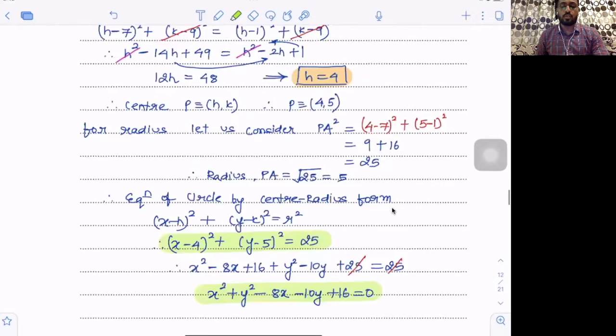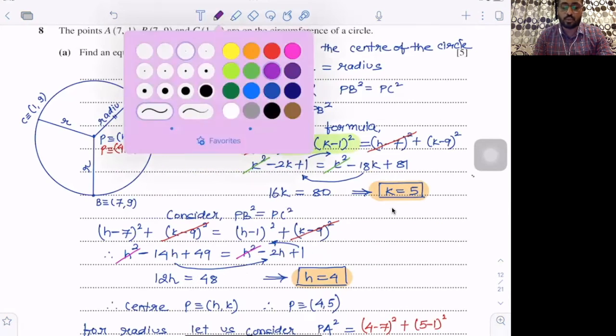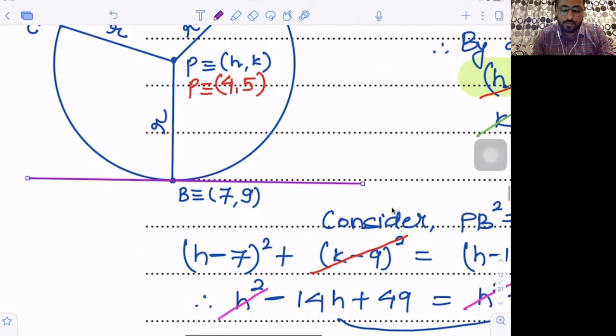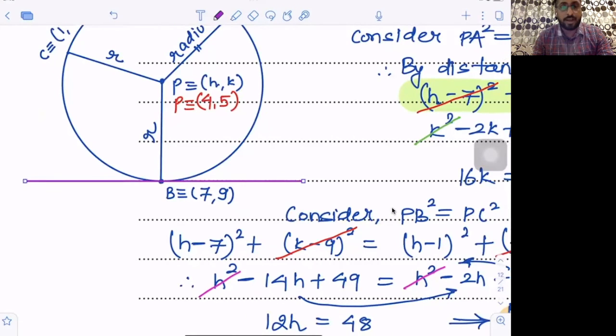Now let's go to the next part of the question. The next part of the question demands to find the equation of the tangent to the circle drawn at point B. So I go to the circle's diagram, and at point B, I want to draw a tangent, students. So let's say this is the tangent which is drawn at point B. Now, what is said about this tangent? I want to find its equation. What's the equation of the tangent?